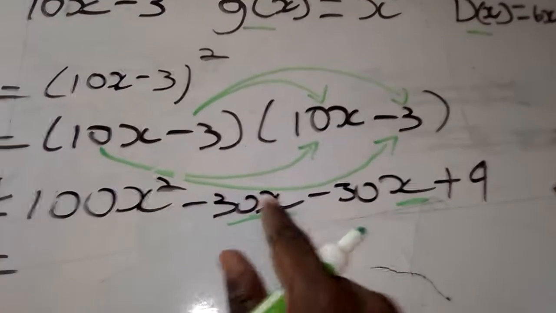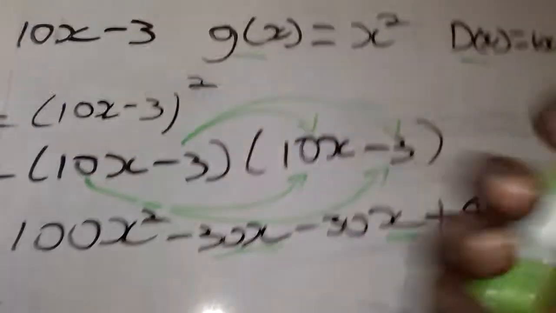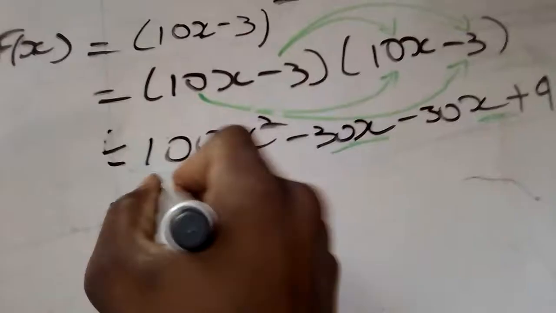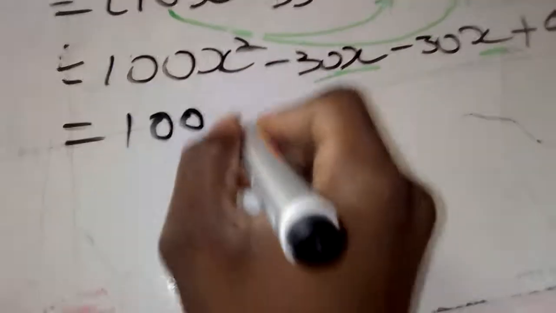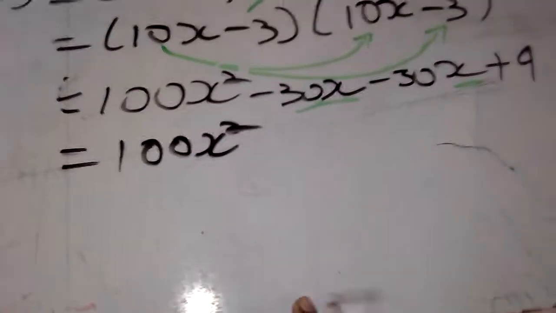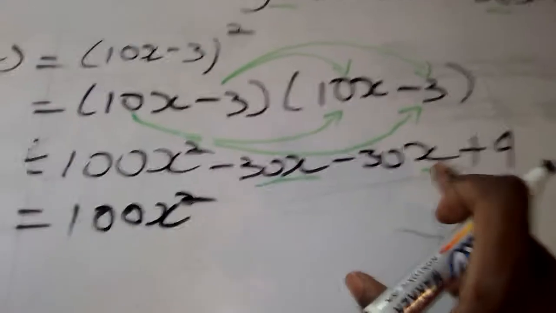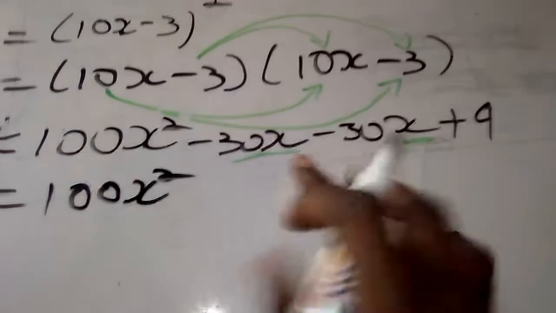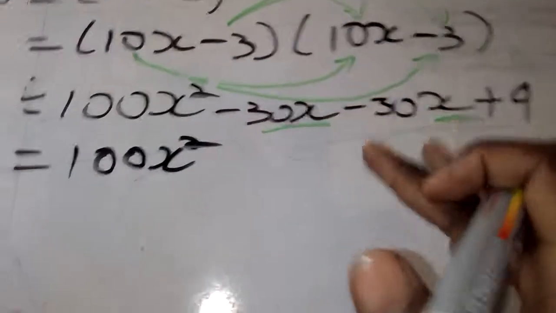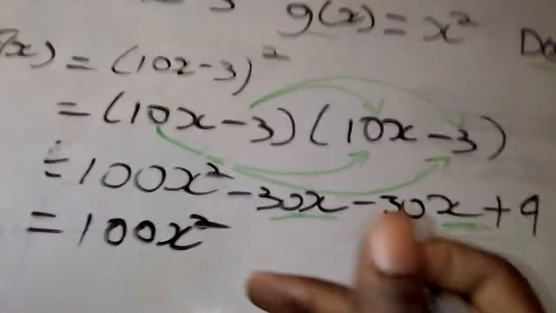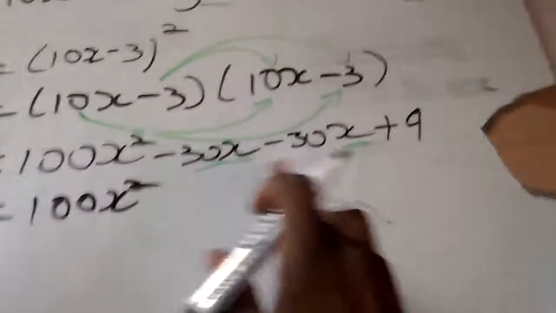However, we have 30x here and 30x here. So we can add these. So I simplify now, see what we can add. So we put back the 100x squared first, then now negative 30x minus 30x. I did pause the video to go ahead and come back. So we have negative 30x minus 30x.